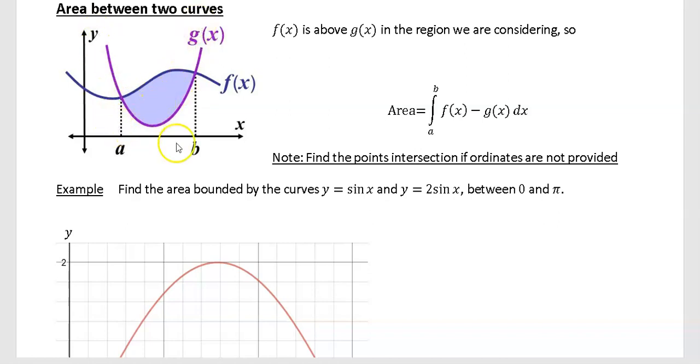So the area between these two curves, when f of x is on top and g of x is below, is going to be the integral between a and b of f of x minus g of x. Now if you get this wrong, if you put the g of x first and then the f of x, all you will get is a negative answer where you should get a positive answer. So you'll just say in your answer, therefore area is, and then make it positive. So it's not a big deal if you do get this wrong, but it is nice to have the correct curve on top. So here the f of x curve is definitely on top, and the g of x curve is below.